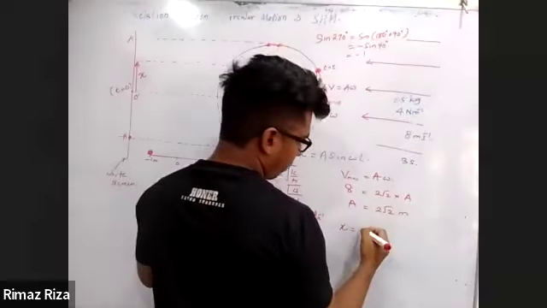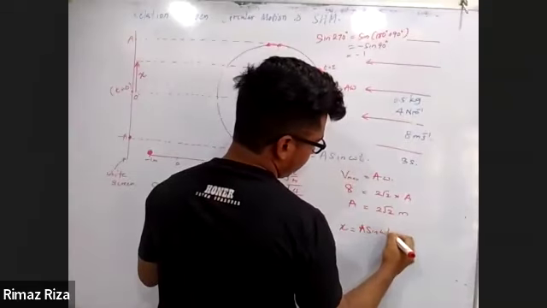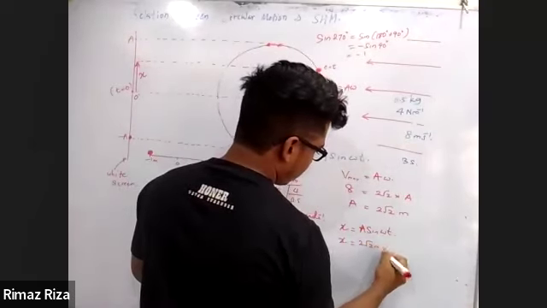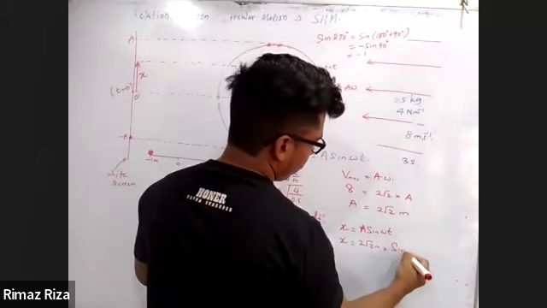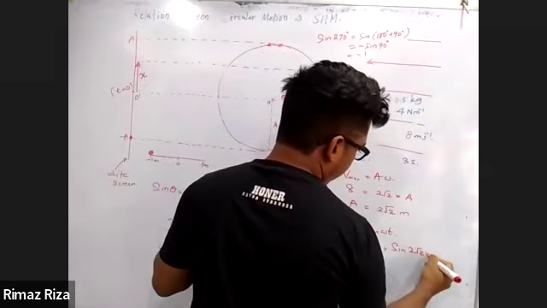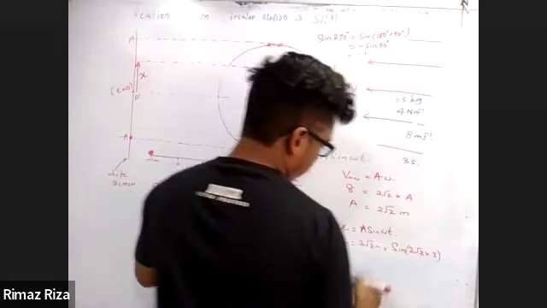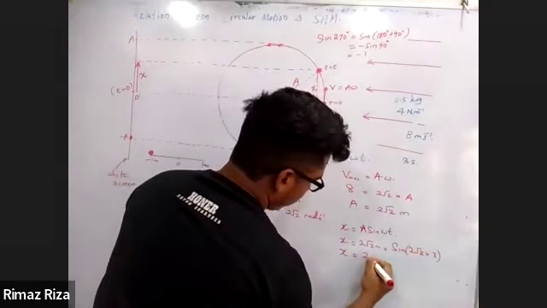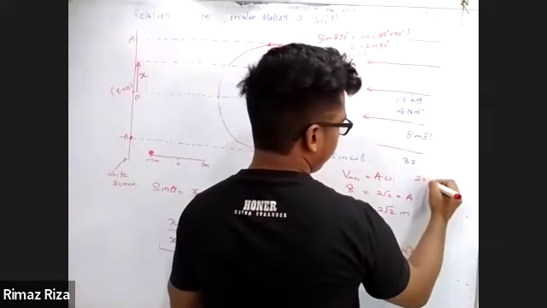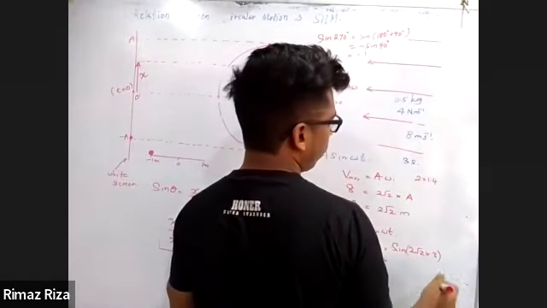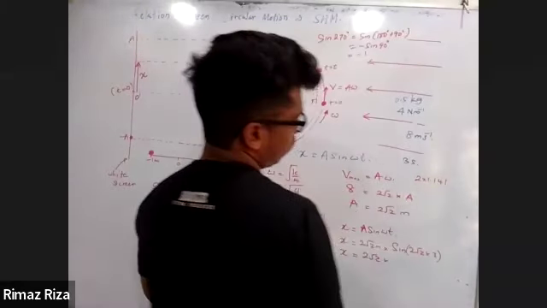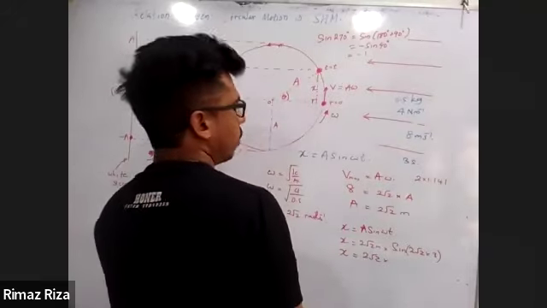So x equals a sine omega t. x equals a, which is 2 root 2 meters, times sine of omega, which is again 2 root 2, times 3. So x equals 2 root 2 times sine of, and you need to get this value: 2 times root 2 is 2.828, and times 3 gives about 8.49.